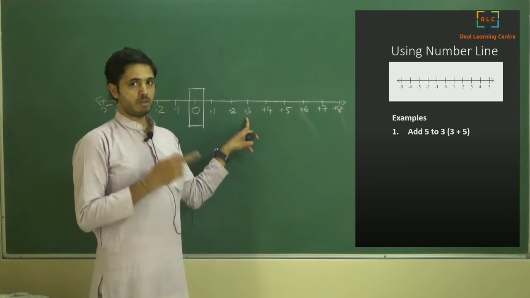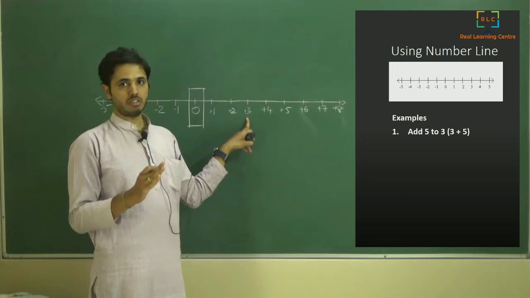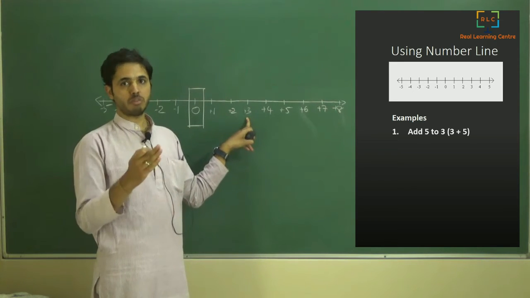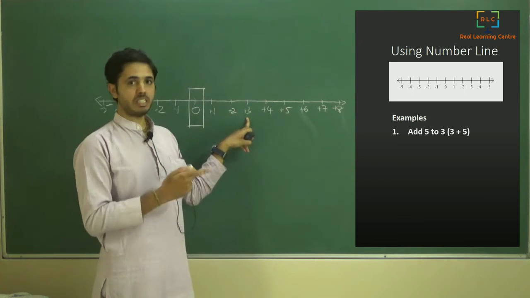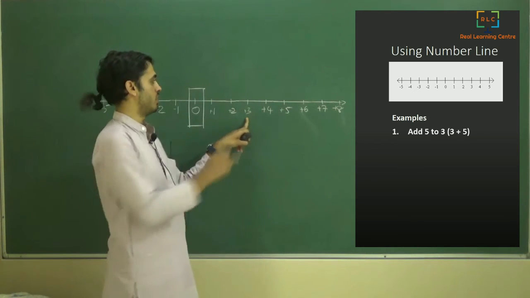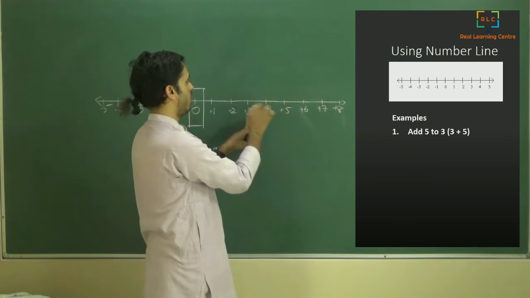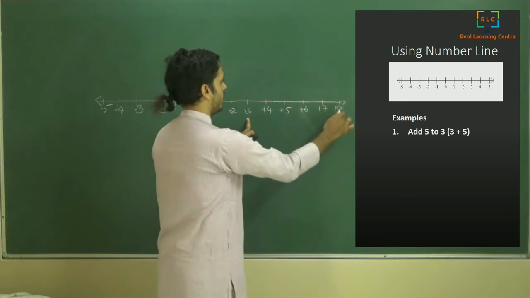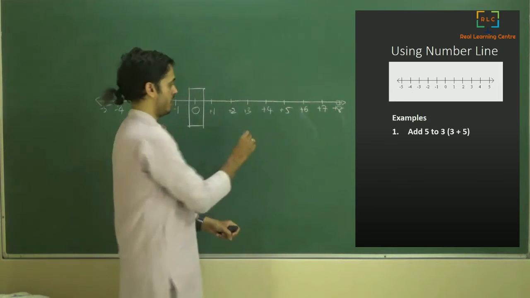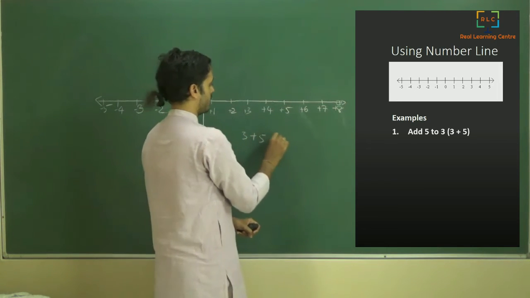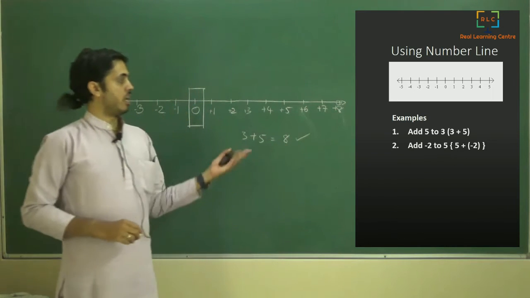And from here, what am I supposed to do? Add 5 to it. What is 5? Positive number. So direction of positive number is towards the right side. Since I am telling you to add, follow the direction. From 3, go 5 units towards your right. 1, 2, 3, 4, 5. So the answer for my first example, 3 plus 5 equal to 8. Okay, done.